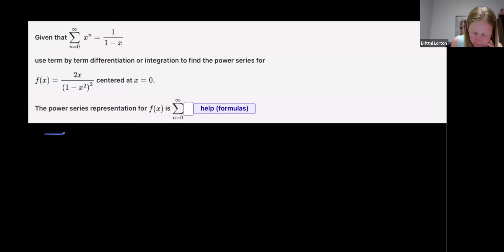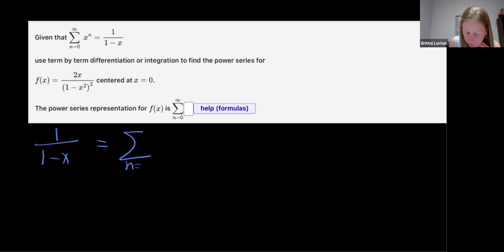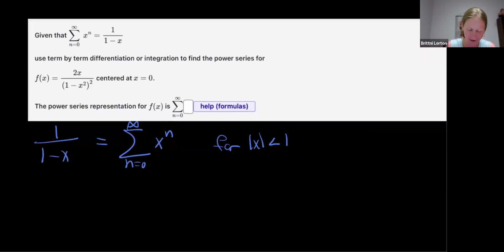Okay, so let me start off with my power series. So my power series is 1 over 1 minus x is equal to the sum from n equals 0 to infinity of x to the n. And this only works, of course, for the absolute value of x less than 1. This question isn't asking about the interval of convergence, but it's good to know that it's still important. Okay, so let's see what I can do.